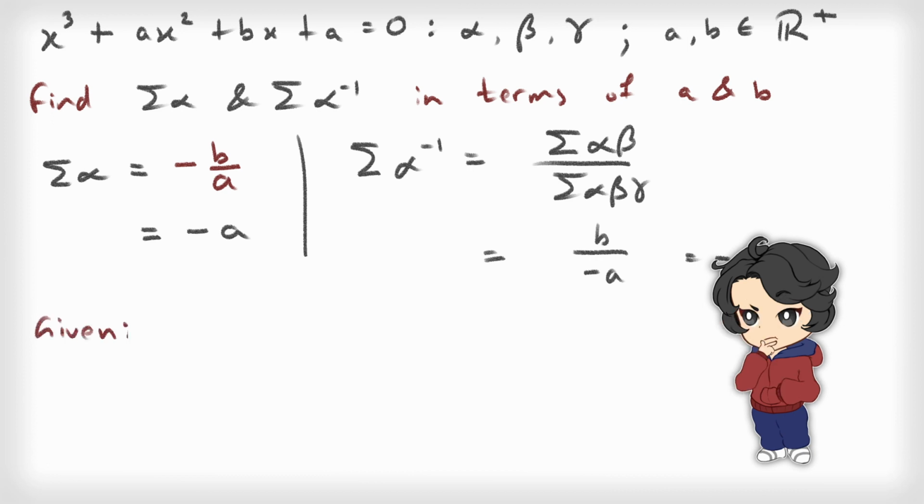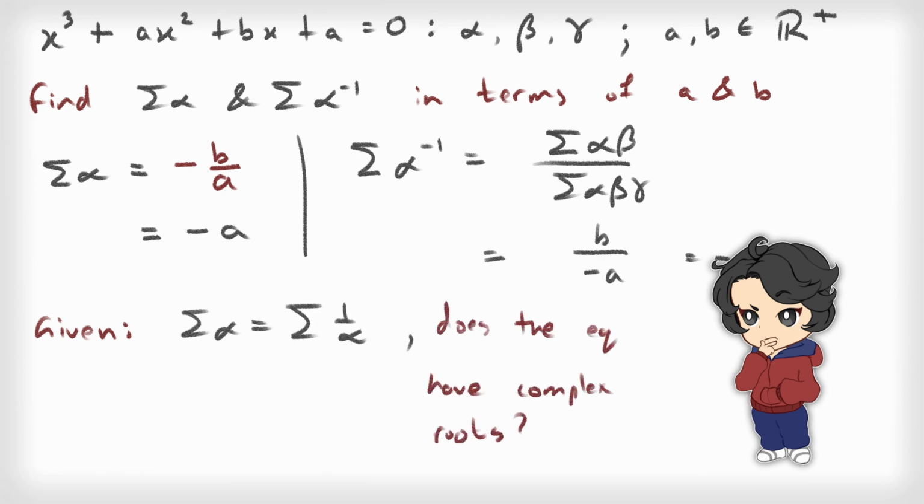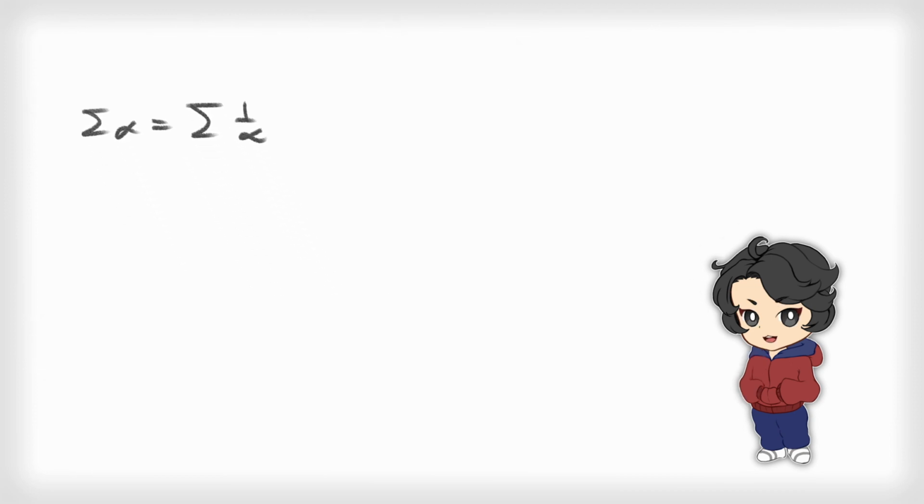Given that sum of alpha equals sum of 1 by alpha, figure out if the polynomial has complex roots or not. Now, if you don't know what that means, for quadratic equations it's when b squared minus 4ac is less than 0. But this right here is a cubic, so you can't rely on that. We'll have to be more smart about this. Let's try something like this.